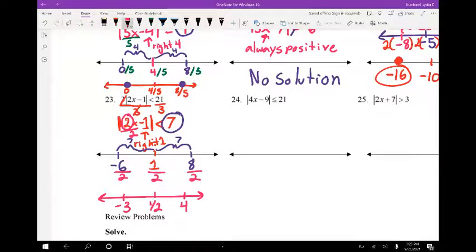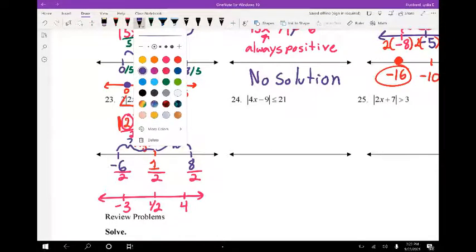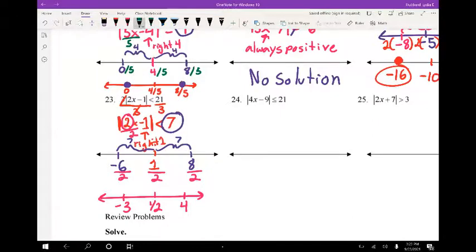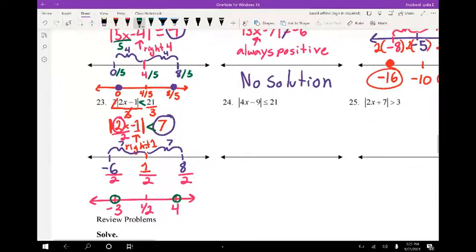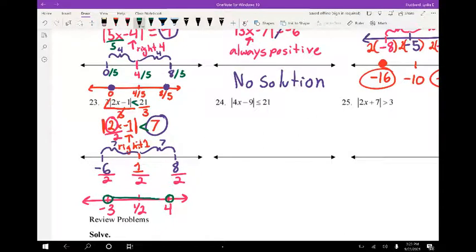My inequality symbol is strictly less than, right? We see that right here and right here. So that means I'm going to have open circles at those endpoints of negative 3 and 4 because it's not equal to. And I'm looking for something less than. That means it's an and. It also means I'm looking for something really small, a distance that is less than this far apart, which means I'm going to be drawing in between these two numbers.